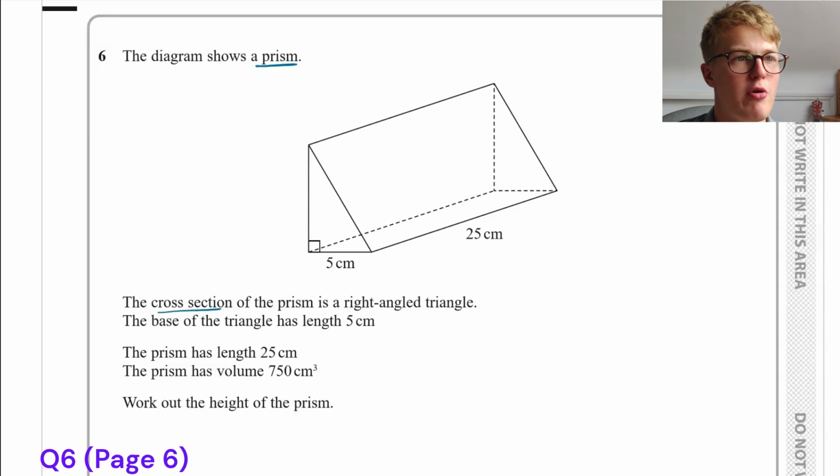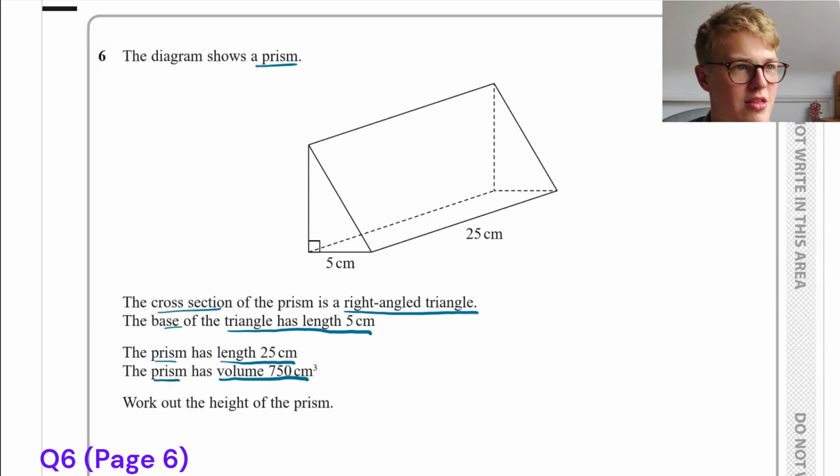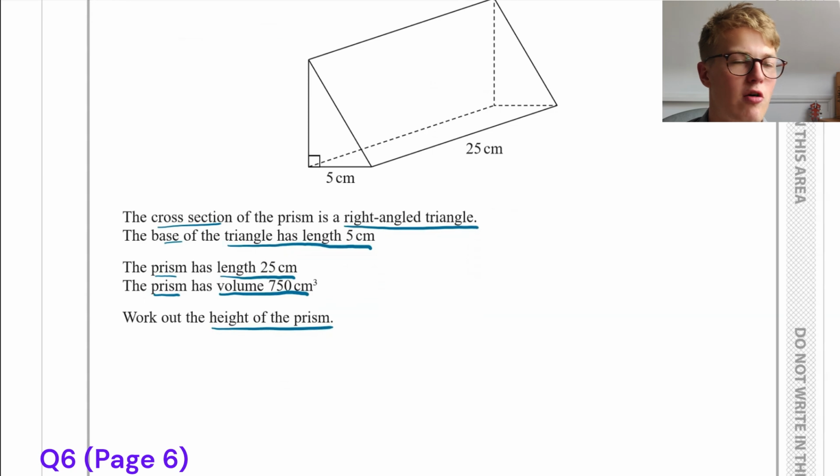The diagram shows a prism. The cross-section of the prism is a right-angled triangle. The base of the triangle has length 5 centimeters. The prism has length 25 centimeters. The prism has volume 750 centimeters cubed. Work out the height of the prism.